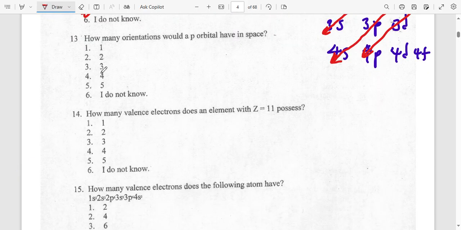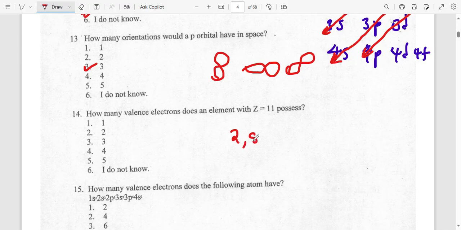Number 13. How many orientations would a p orbital have in space? I've been talking about this. You can have 2py, 2px, 2pz. These are 3 orientations in space. How many valence electrons does an element with the atomic number of 11 possess? Valence electrons, write the configuration. That is going to be 2, 8, 1. The last electron in the outermost shell, that is 1. That's the number of valence electrons.